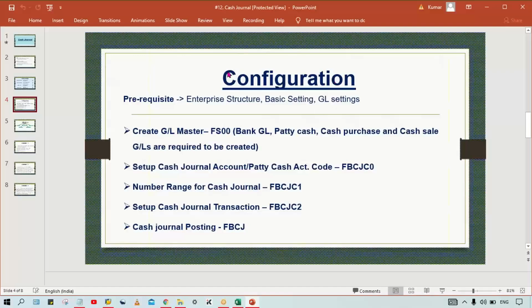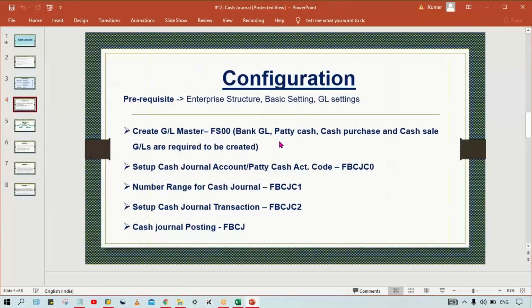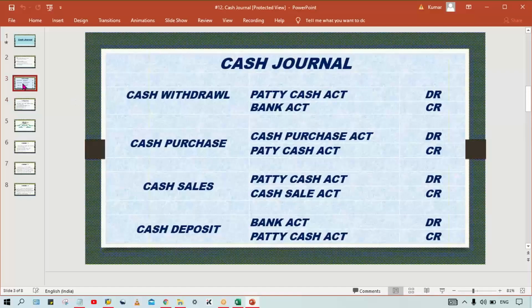What is the purpose of this cash journal, guys? The purpose of cash journal is to avoid creation of multiple ledgers, right? So of course, a smaller number of GLs are going to be created. Now, we'll do one thing. So generally, look at here, like bank GL is there, petty cash GL is there, cash purchase, cash sales. What will happen? I'll come to this PPT, slide number 3.